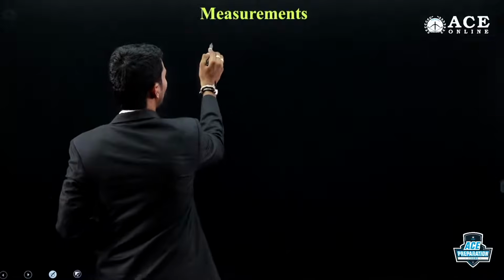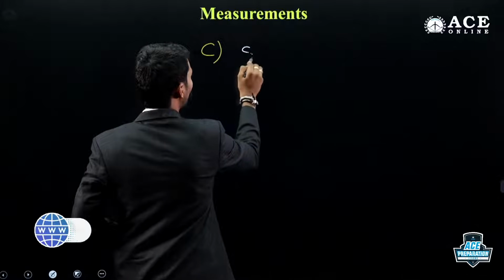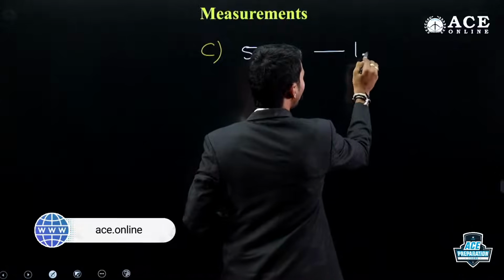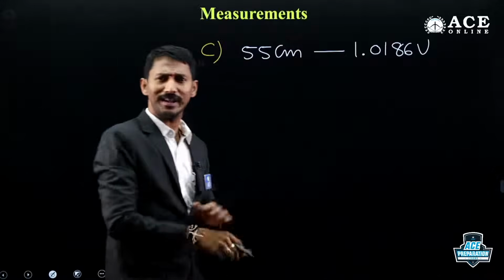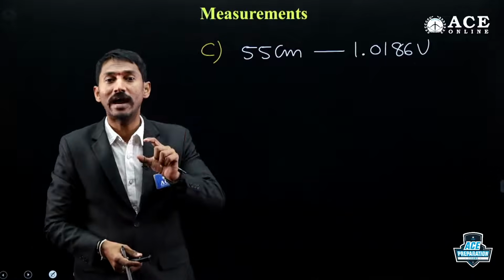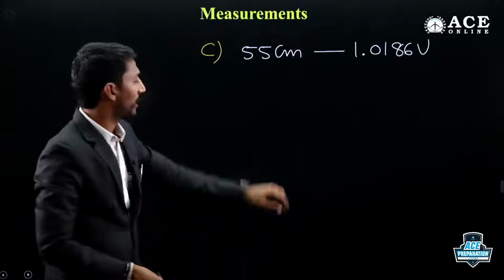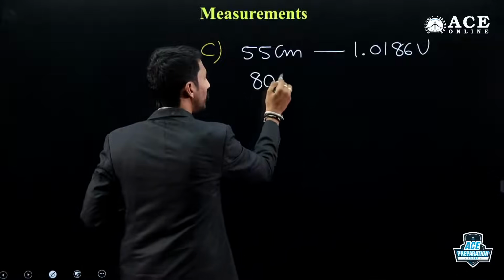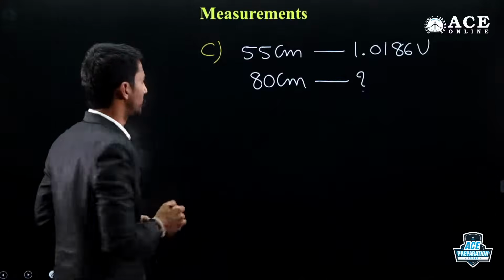Right. Sir, part C. What is that? 55 centimeter has 1.0186 volt. That is the given data, standard data. But in this part C, at which value does he want to have the balancing point? He wants to have the balancing point at 80 centimeter. Let us find this out first.